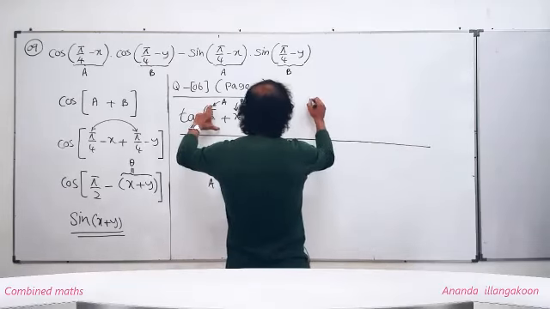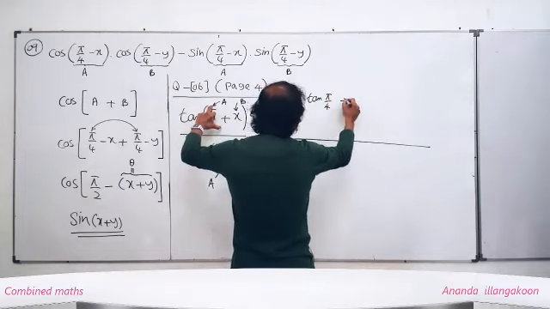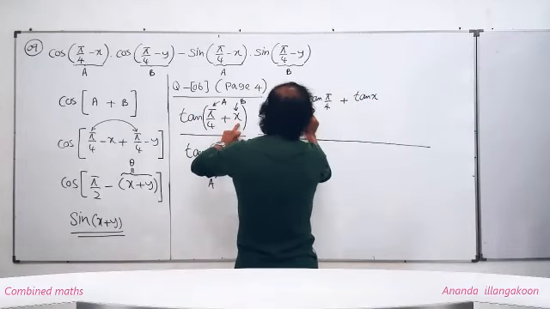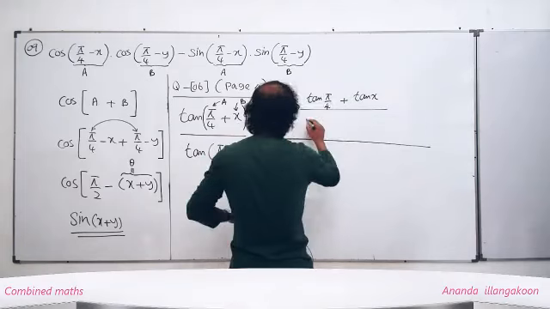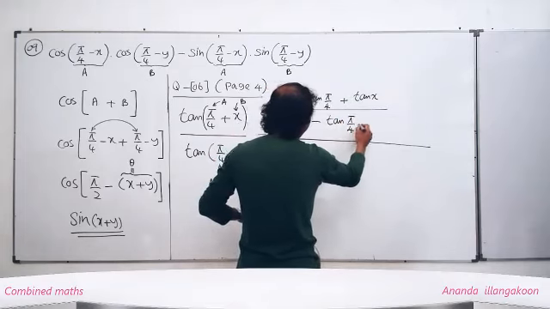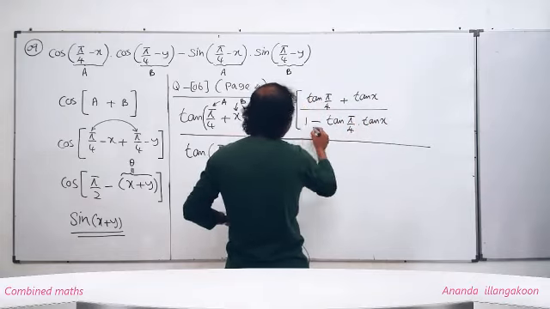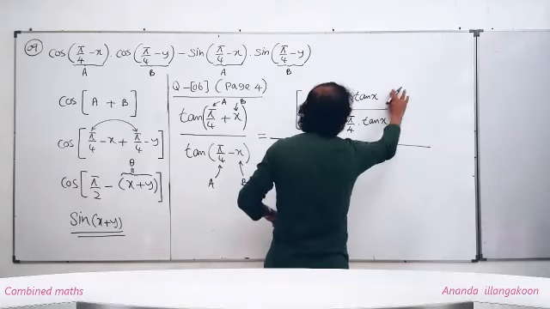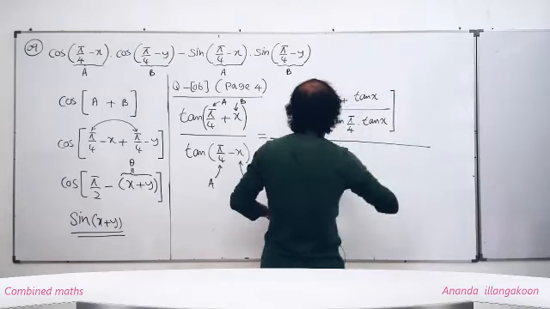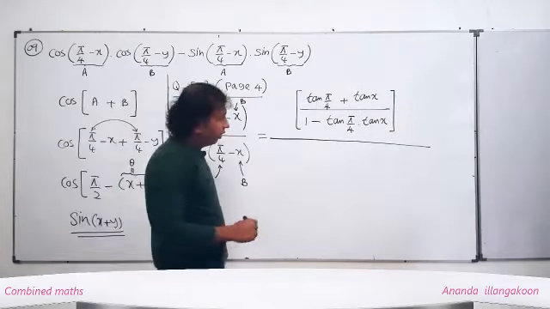Tan pi by 4 plus tan x, over one minus tan pi by 4 tan x. You know? Yeah. And the denominator, people.